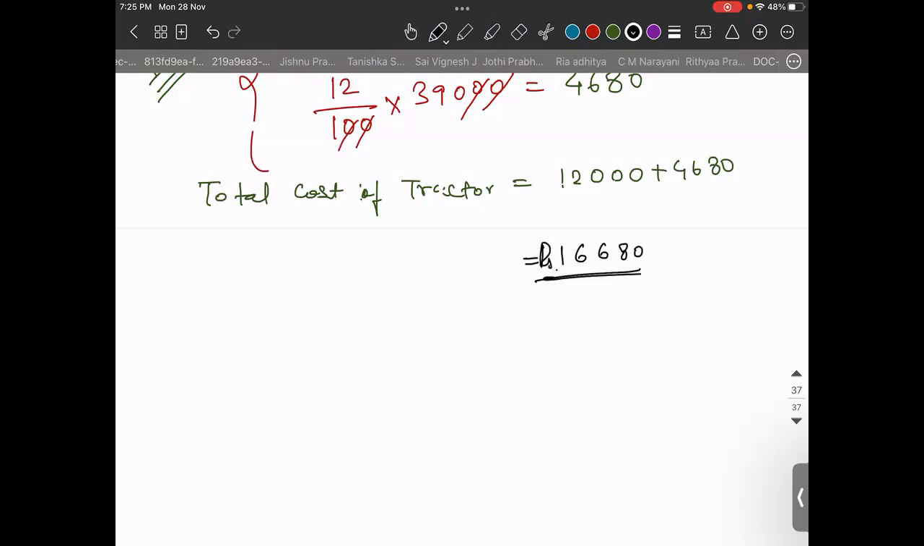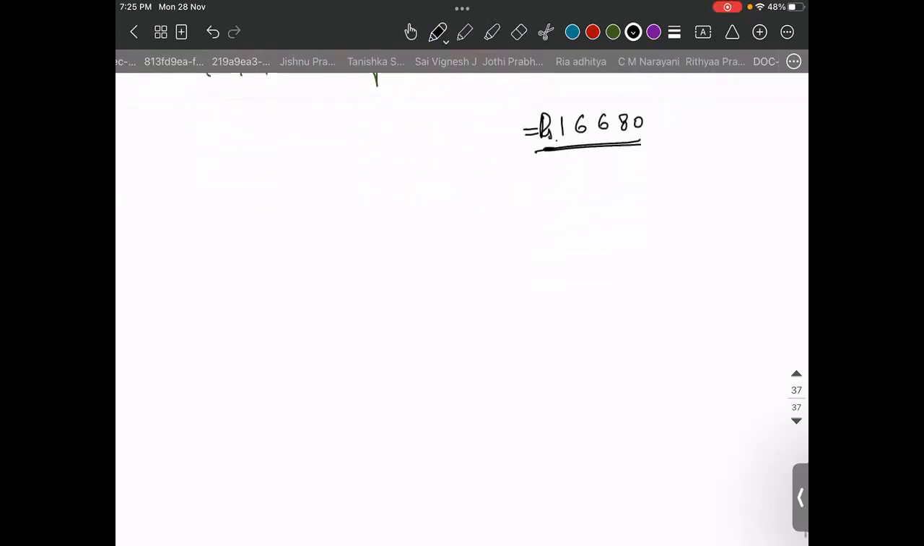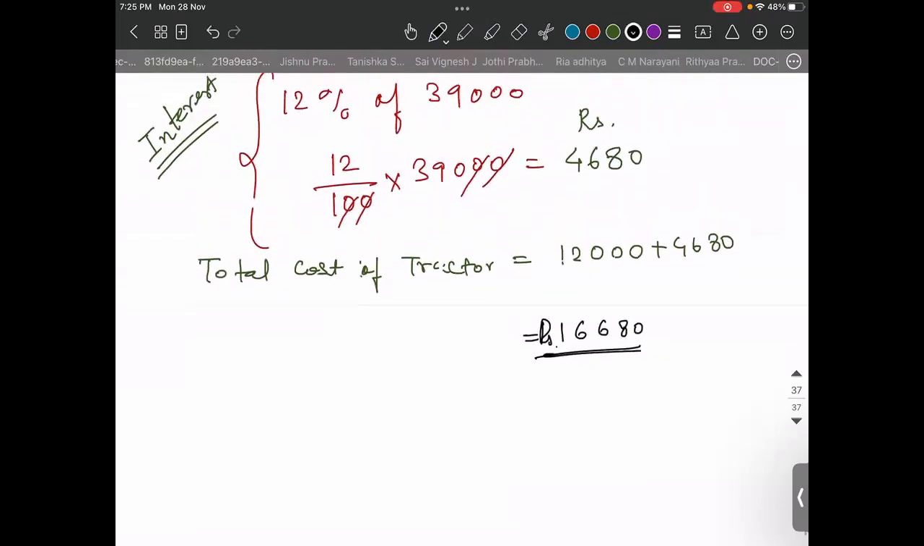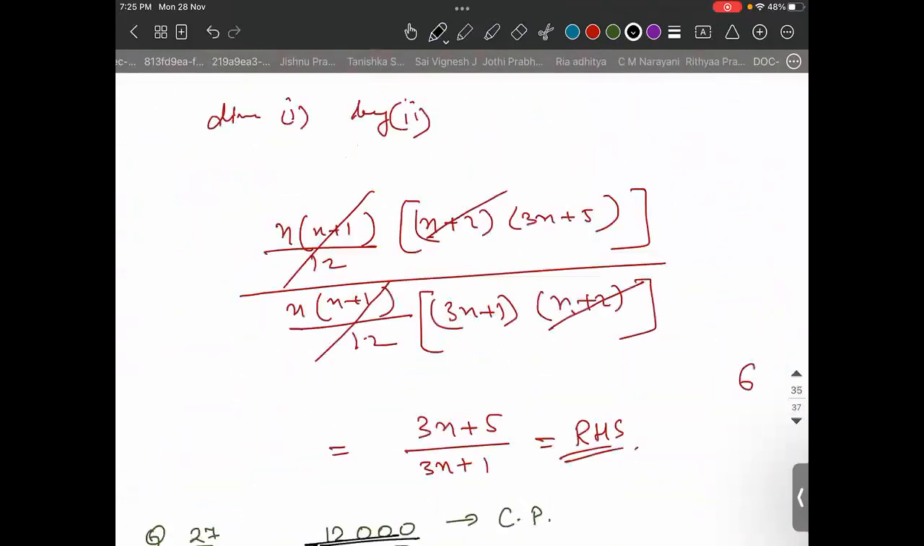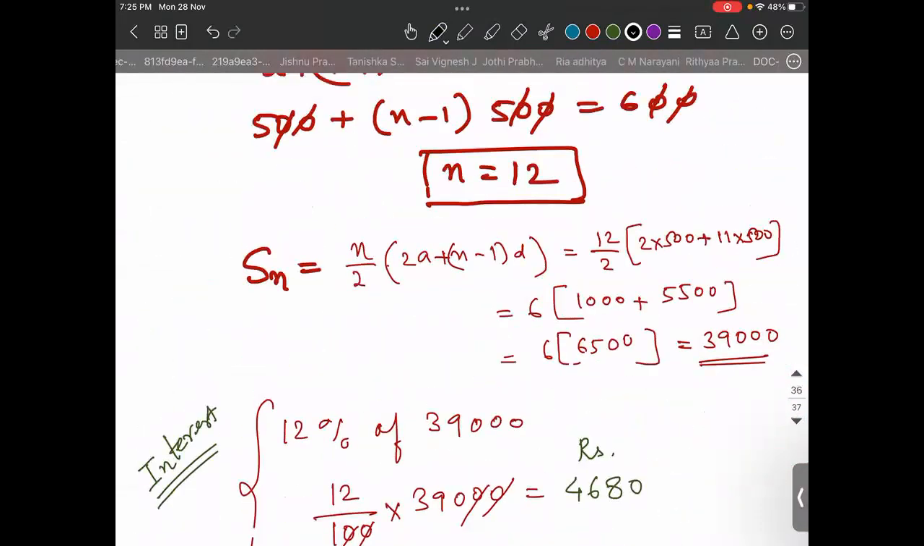See, that's why you should not buy things on EMI, right? If you take percentage, it's very high, right? 12% interest you are paying, and that amount. Now, see, this is the application of your AP. Okay, this problem. Let's do another problem.